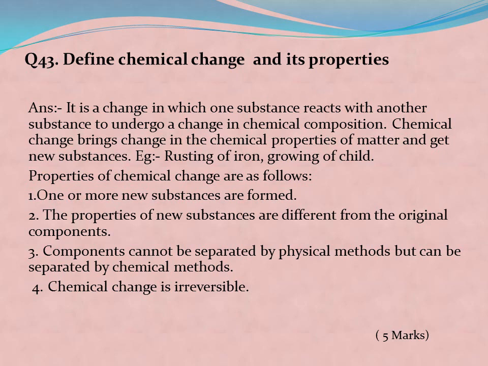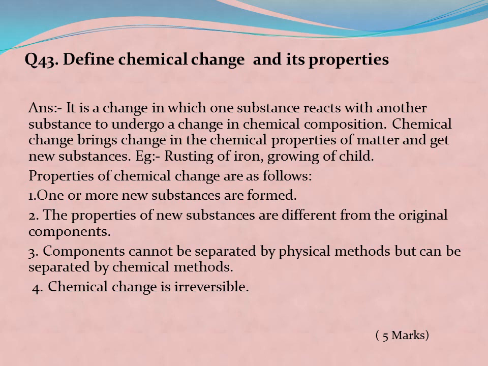Question number 43. Define chemical change and its properties. Answer: it is a change in which one substance reacts with another substance to undergo a change in chemical composition. Chemical change brings change in the chemical properties of matter and gets new substances. Example: rusting of iron, growing of child.